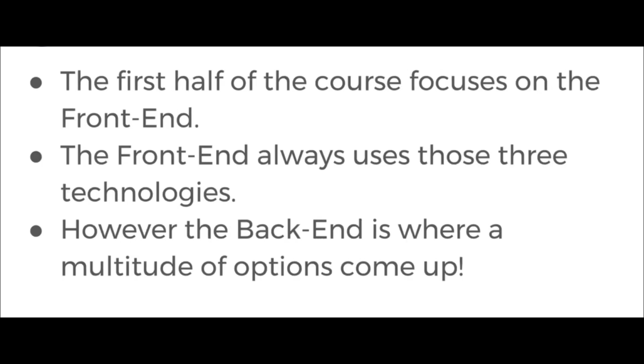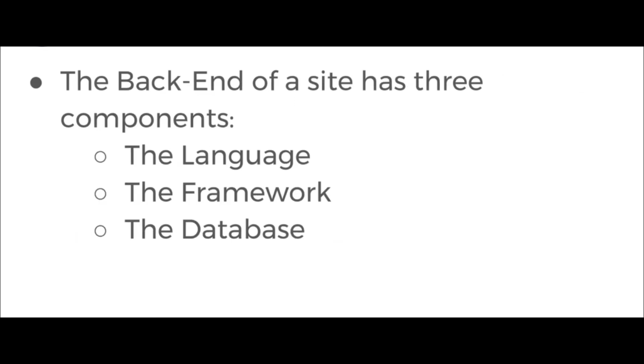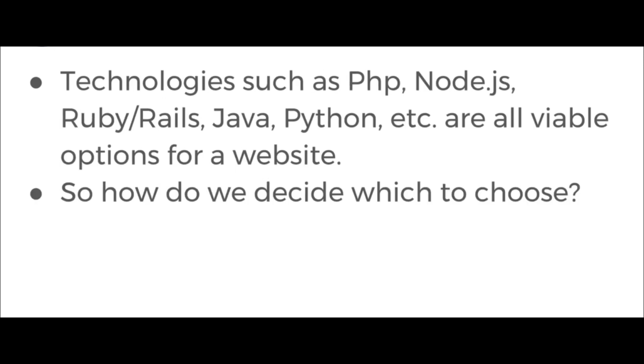Okay, so the first half of this course is going to focus on the front end. And the front end, in some way, is always going to use those three technologies. However, it's the back end where a multitude of options come up. So the back end of a site has three components: the language you choose for the back end, the framework you choose for that language, and then the database you want to connect to. Technologies such as PHP, Node.js, Ruby and Rails, Java, Python, etc. are all viable options for a website.